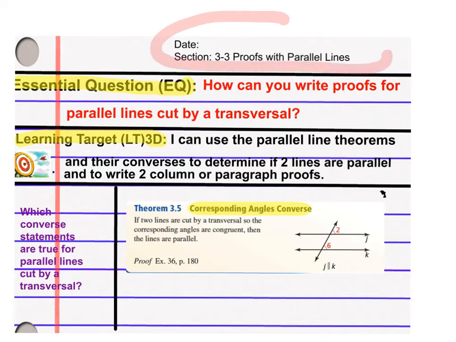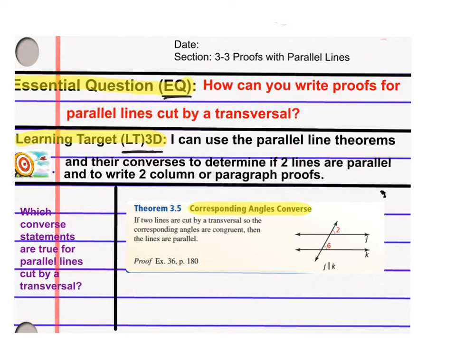So to start, put your date and topic in the upper right corner, whatever today's date is, and the section is 3.3, proofs with parallel lines. All right, then you're going to set up your lines, you're going to write your essential question. How can you write proofs? Yay, proofs are back for parallel lines cut by a transversal.